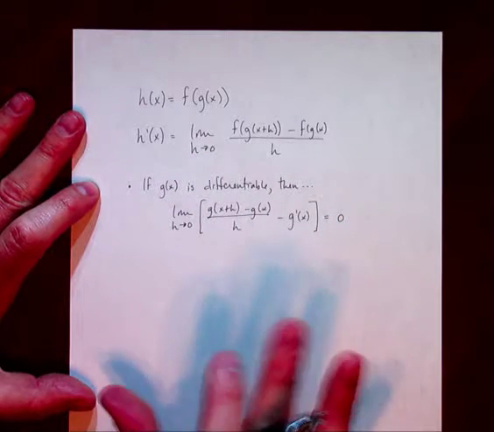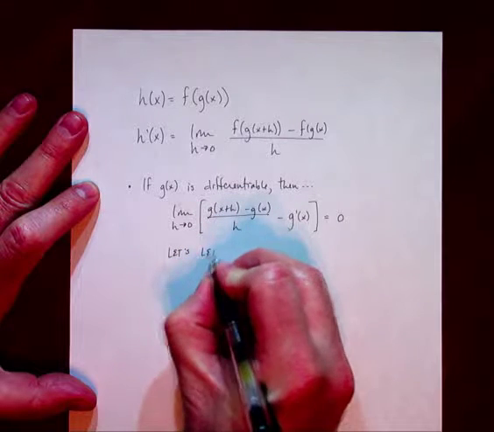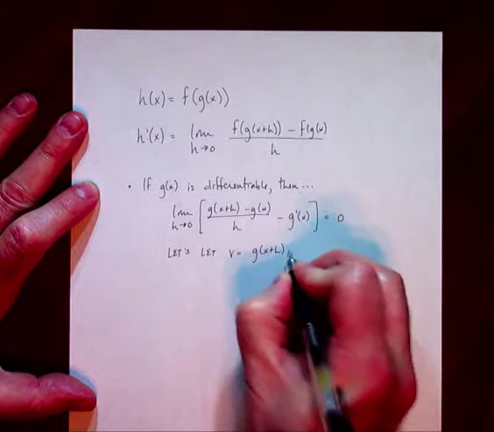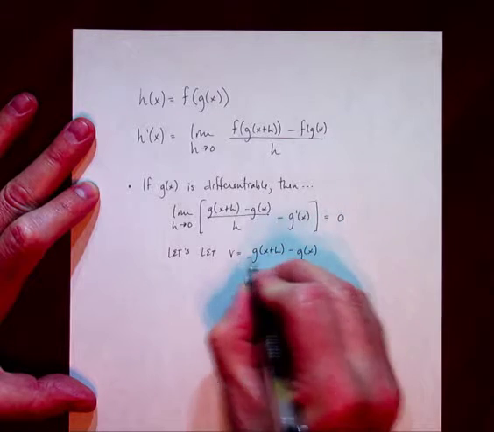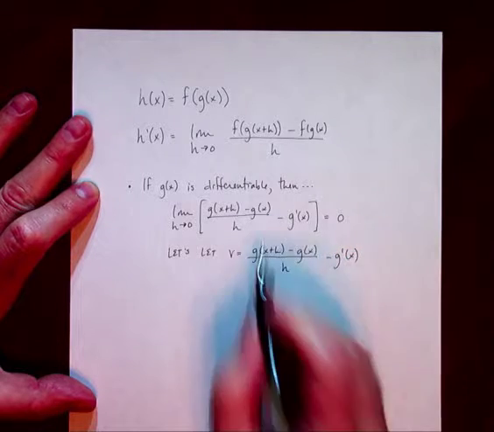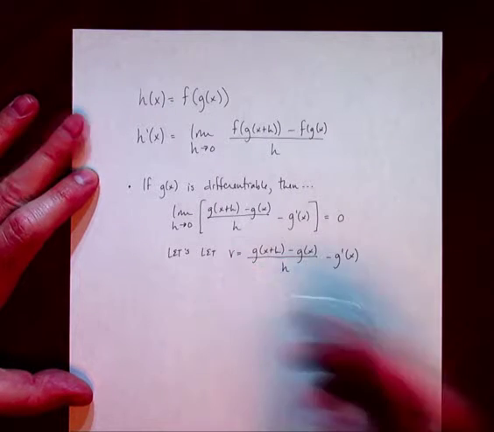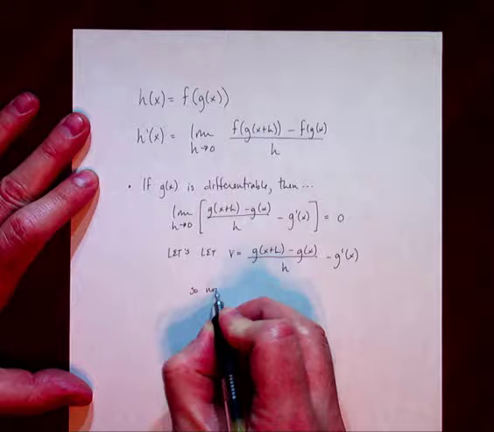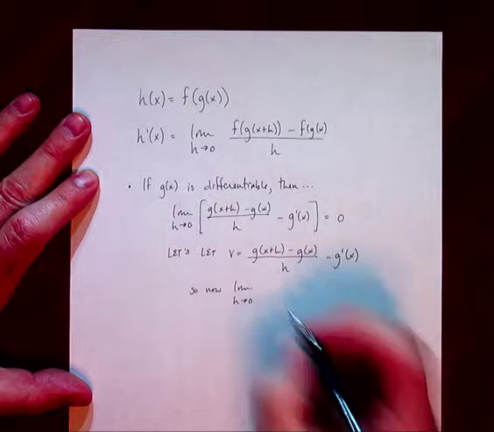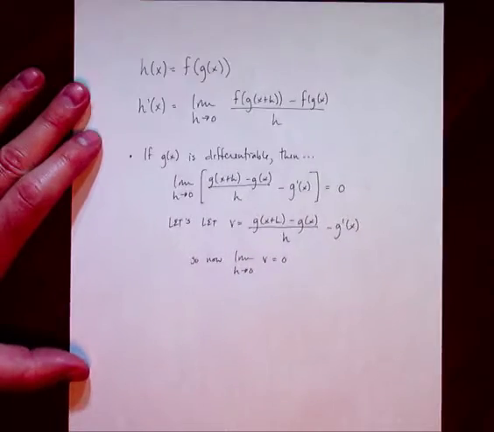Now, that shouldn't be too big of a deal, but let v equal g of x plus h minus g of x, all of that over h, minus g prime of x. So what's here in these brackets, we're going to let that equal v, okay? And so now we can shorthand it as the limit as h approaches 0 of v is equal to 0. So, okay, first step done.